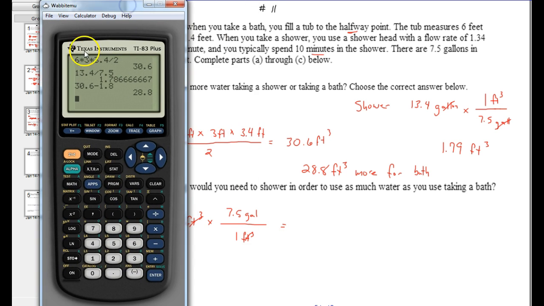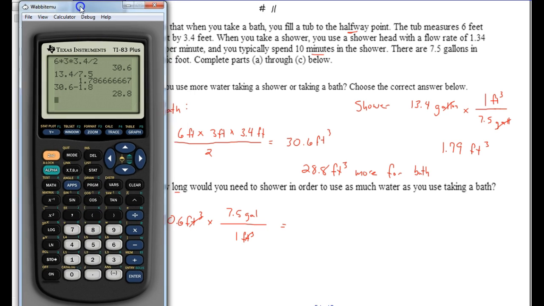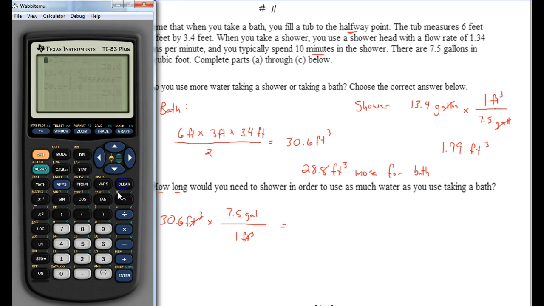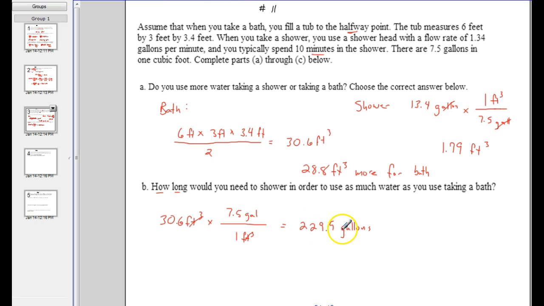So we need to take 30.6 and we want to multiply that by 7.5. Alright, this time the 7.5 is in the numerator, so we multiply. So 229.5 gallons. Alright, so this is how many gallons we need to come out of that shower head to be equal to the amount of gallons used in the bath.